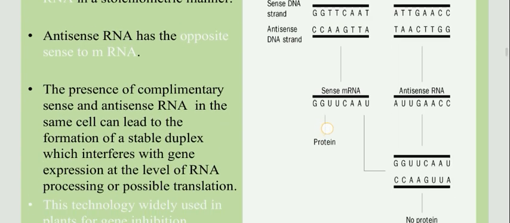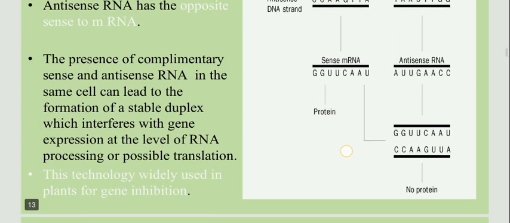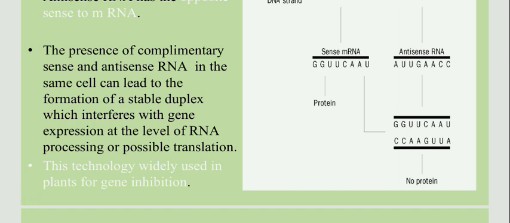The presence of complementary sense and antisense RNA in the same cell can lead to the formation of a stable duplex which interferes with gene expression at the levels of RNA processing, possibly translation. This technology is widely used in plants for gene inhibition.